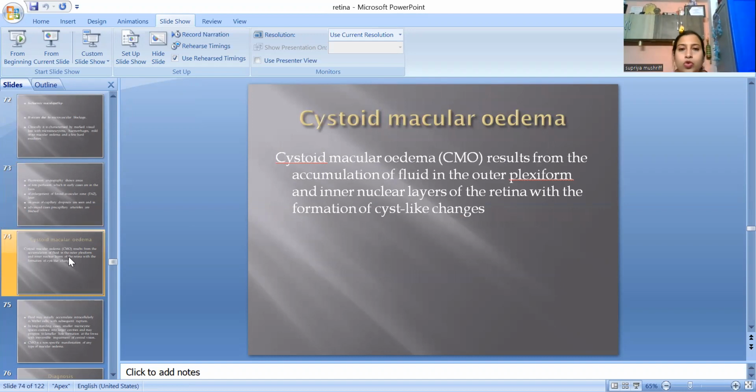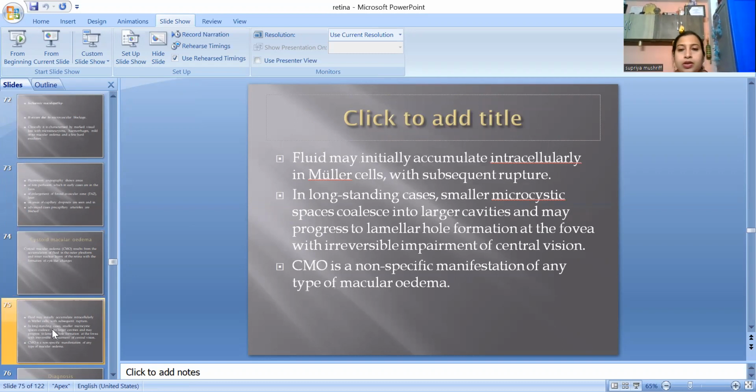Now, cystoid macular edema results from the accumulation of fluid in the outer plexiform and inner nuclear layers of the retina with the formation of cyst-like changes. Fluid may initially accumulate intracellularly in macular cells with subsequent rupture. In long-standing cases, smaller microcystic spaces coalesce into larger cavities and may progress into lamellar hole formation at the fovea with irreversible impairment of central vision.